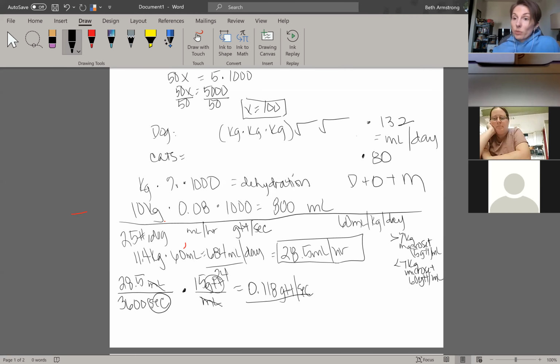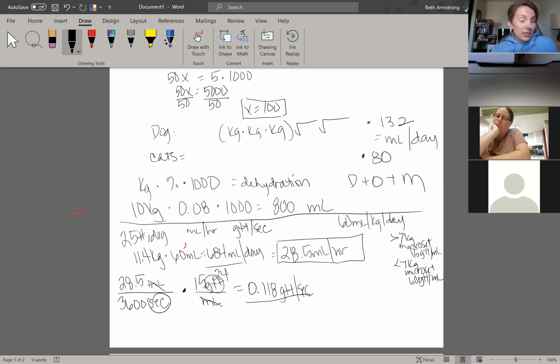So sometimes we might not be able to do it by 10 seconds because it's going to change our mLs per hour for our patient. So sometimes we'll have to multiply by maybe 6 seconds, 7 seconds, 8 seconds, 9 seconds to get to that whole number so that it gets us as close as possible.